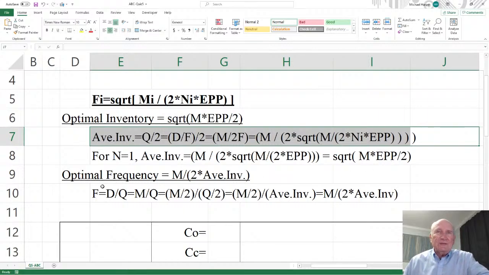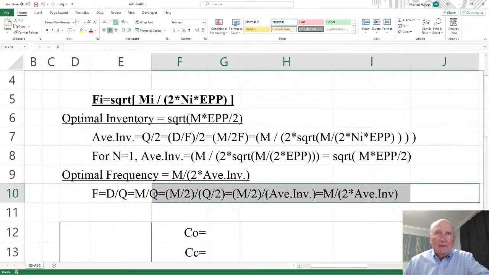Now the optimal frequency is M over 2 times the average inventory. Deriving that now: I have the frequency equals, from the fundamental equation, D over Q. D is the same as M. M is the dollar usage, which is the same as demand, over Q. I can divide the numerator by 2 and the denominator by 2, and that's an identity. Q over 2 is average inventory. The numerator is M over 2. Collecting terms, I have M over 2 times average inventory. So there's my optimal frequency.